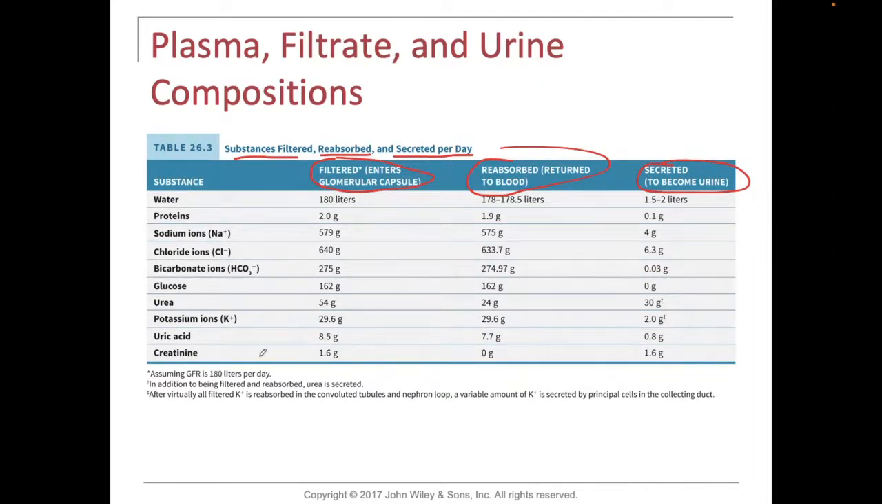Uric acid, look at creatinine, filtering 1.6. The body doesn't want to reabsorb this. This is an important one. The body doesn't want to reabsorb it. It wants to get rid of it. And this is one of the important tests right here. BUN is one. It's called the blood urea nitrogen test. That's one important test to evaluate kidney function.